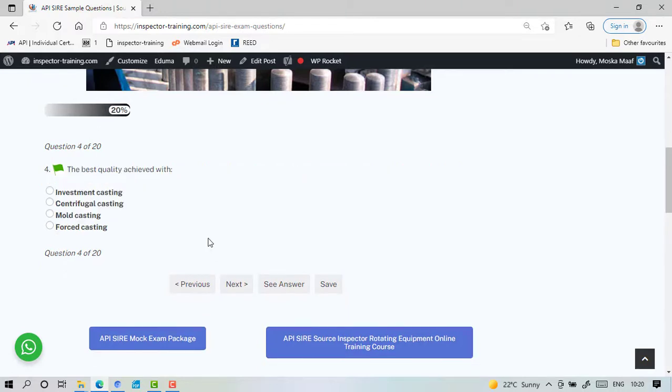The best quality is achieved with investment casting. That is an awareness type of question. We have different types of casting, but investment casting is the best quality you get, and it's more expensive.